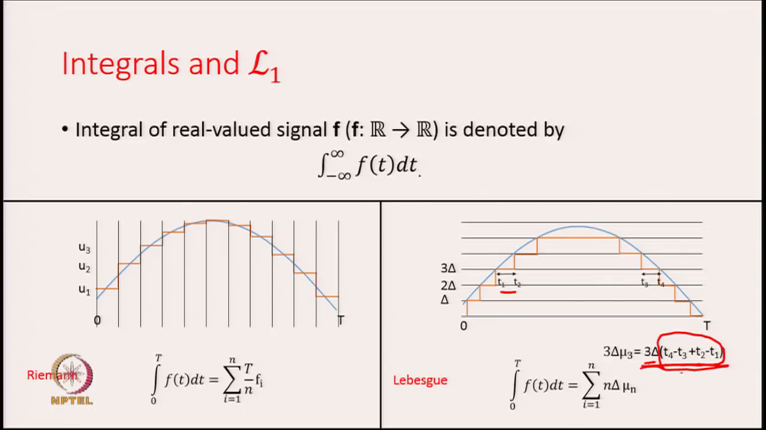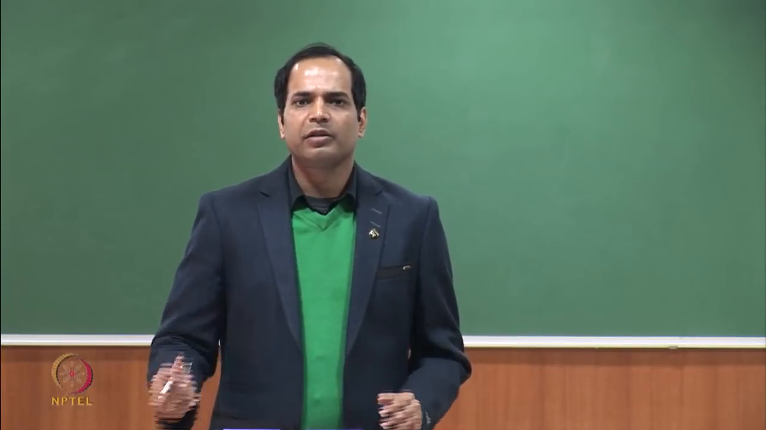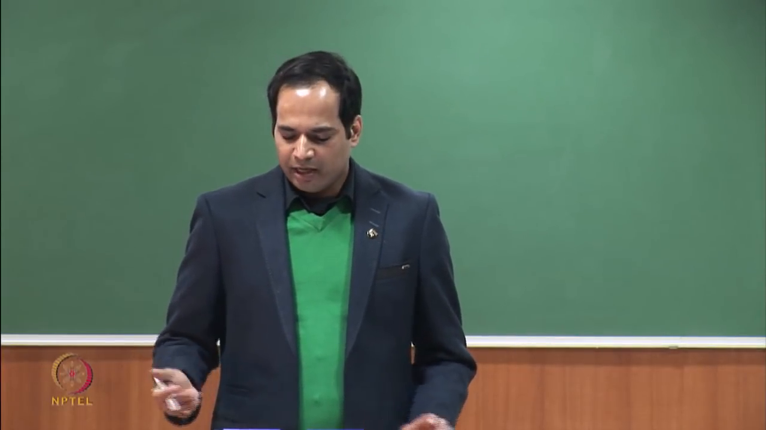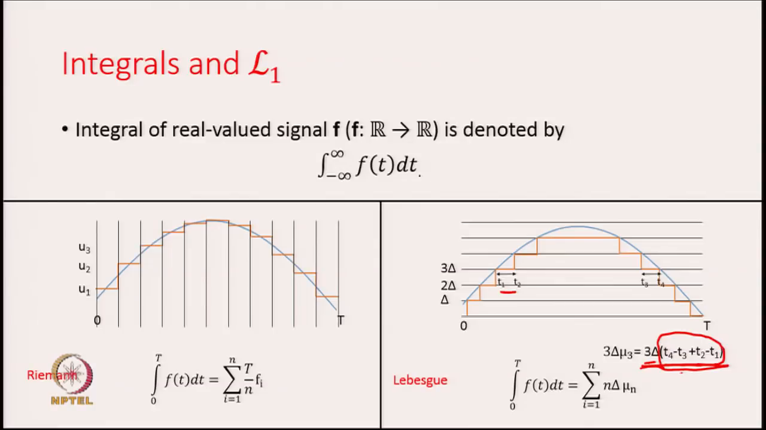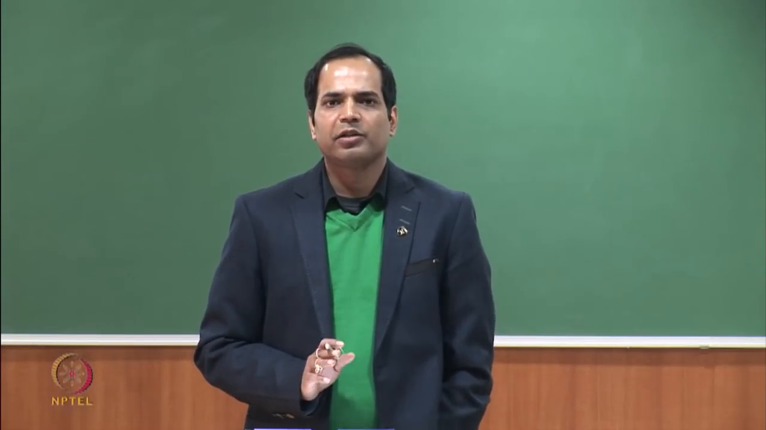So, the idea is similar. Instead of discretizing along the time axis, you have discretized along the amplitude axis, right, and then you are finding the area for each chunk and then summing this up. So, this is known as the Lebesgue approach. Now, whether you take the Riemann approach or the Lebesgue approach, for most functions you would have the same output, right, but for certain functions the Lebesgue integration would give a different result than Riemann integration.